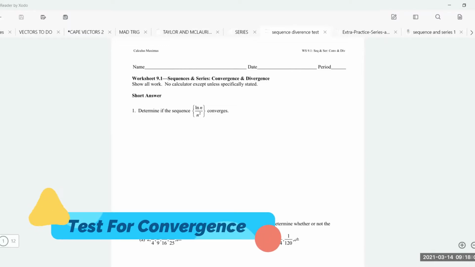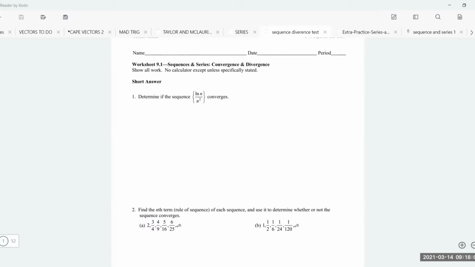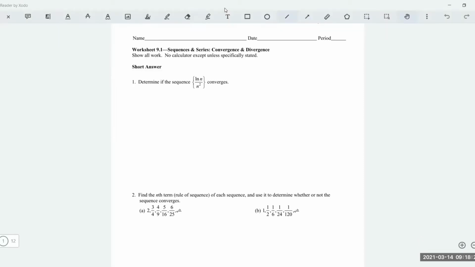We are going to be determining if the following sequence or series converges. Now, a sequence converges when you find the limit as n approaches infinity and we get some finite value. All right, so let's check out this one. Determine if the sequence ln n over n squared converges.